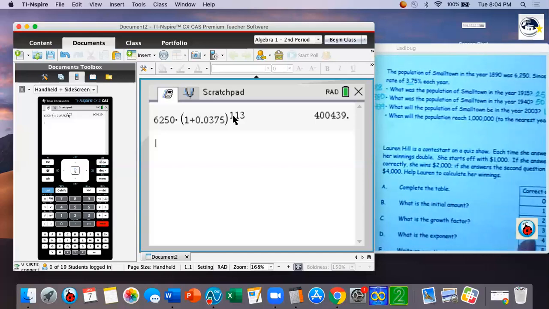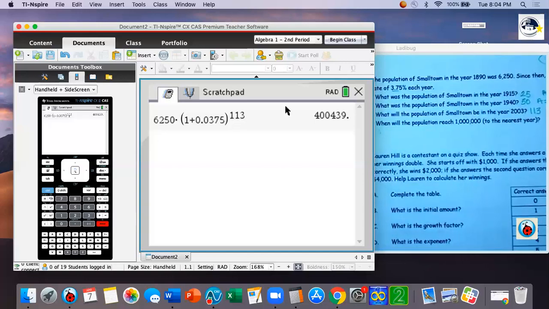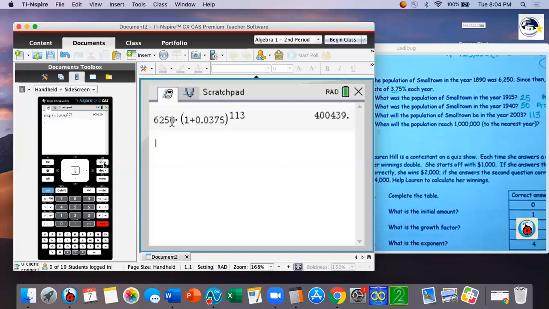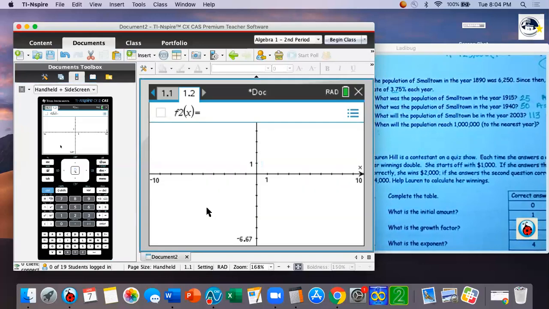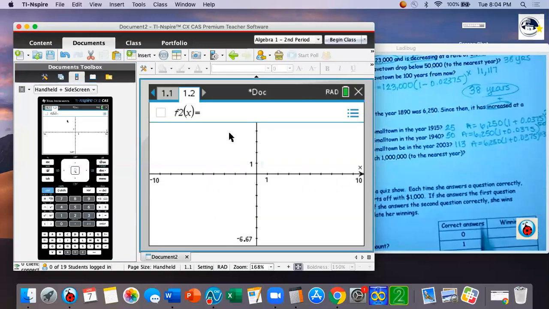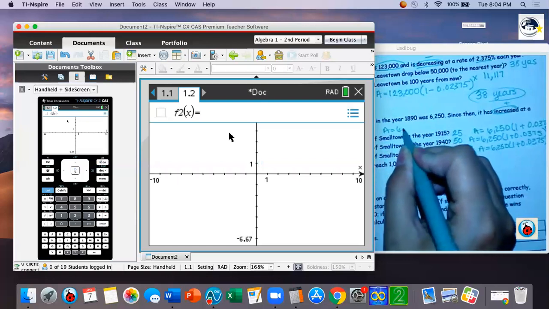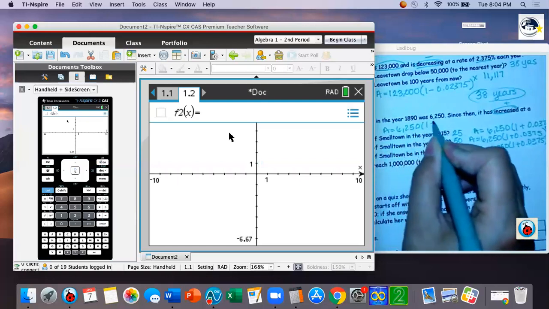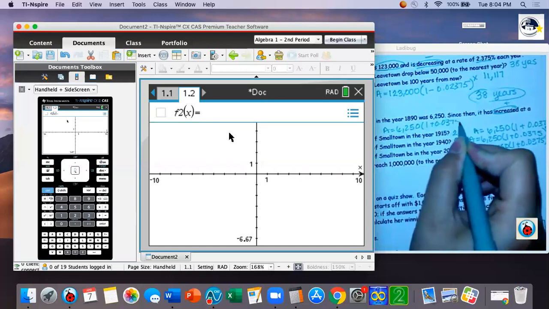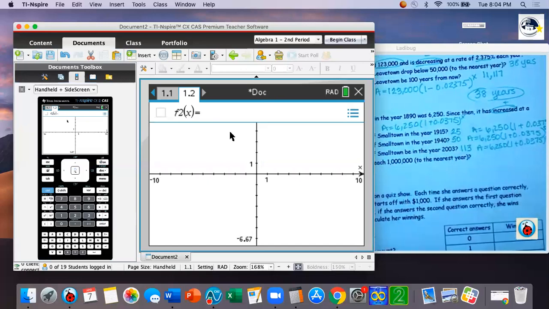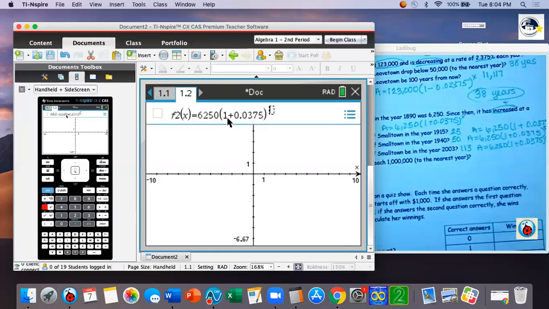That was my answer. And when will the population reach 1 million? So again, for that, we could go to my graph. We could write this equation, A equals 6,250 times 1 plus 0.0375 to the power of X. So 6,250 times 1 plus 0.0375 to the power of X.